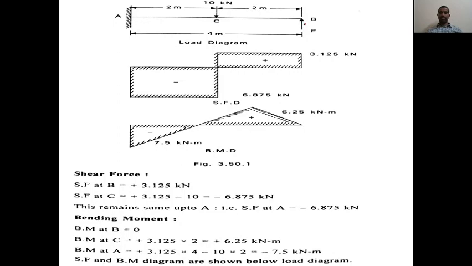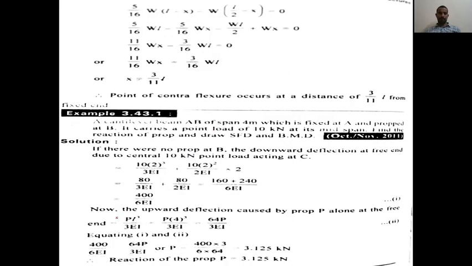We have a prop at the right end and a point load exactly at the center. 10 kN at a distance of 2 meters from either support. Total length is 4 meters, right? Okay.